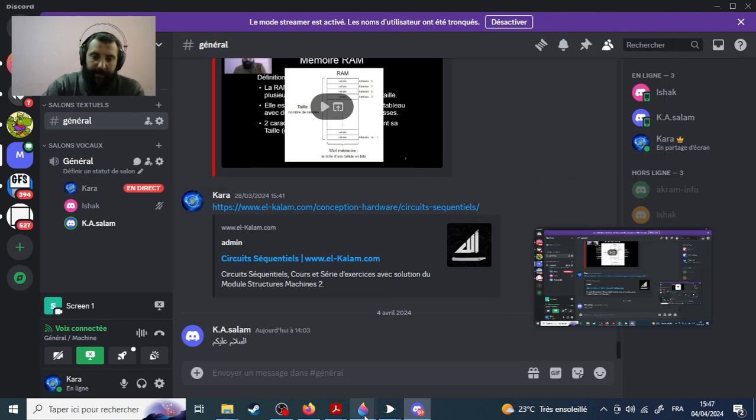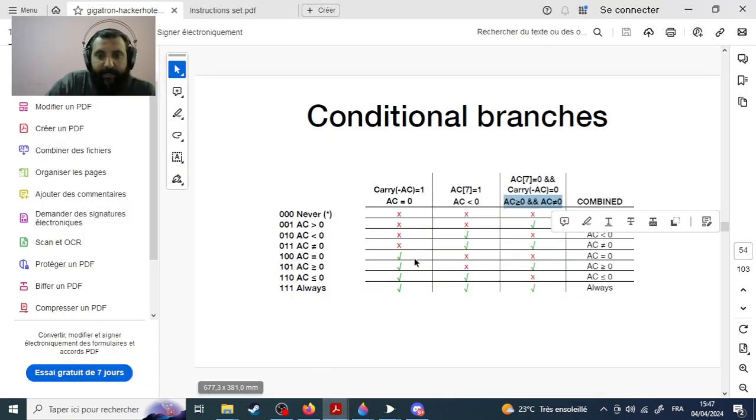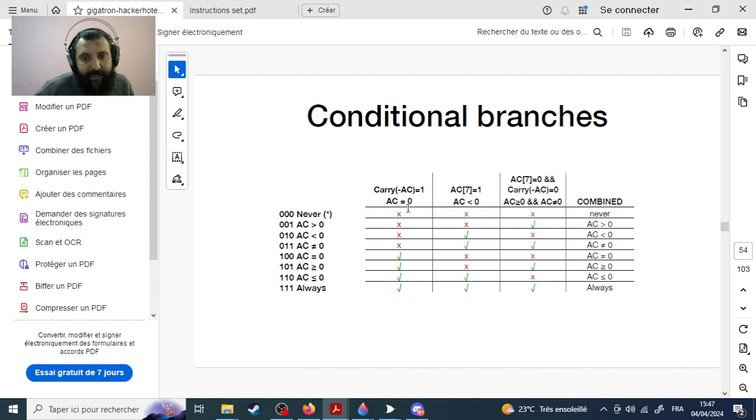No, no. We have three situations. I will repeat. We need to detect three situations. If it's negative, if it's equal to zero, it was detected here. So the last bit detects if it's equal to zero. The middle bit detects if it's negative with this condition.